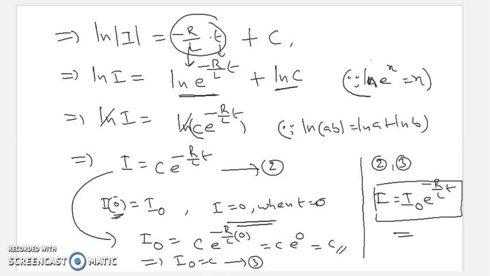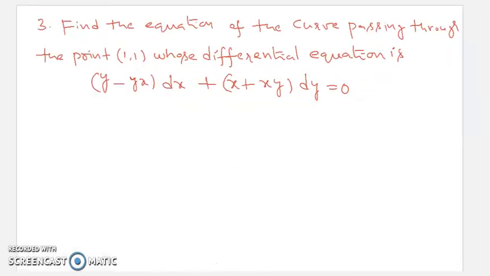Next problem. Find the equation of the curve passing through the point 1, 1, whose differential equation is y minus yx into dx plus x plus xy into dy is equal to 0. Here we are going to find the solution of the given differential equation. After that, we substitute the point 1, 1. So as usual, by using variable separable method, given differential equation is equation number 1, and we can separate the variables.